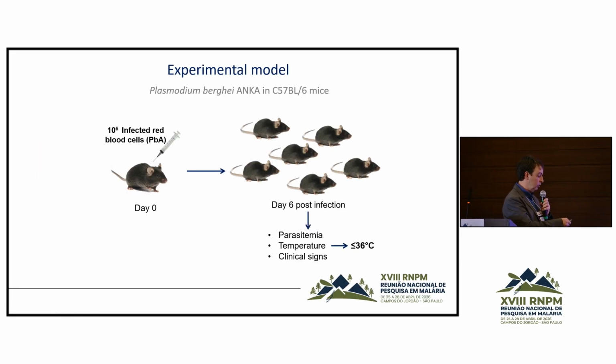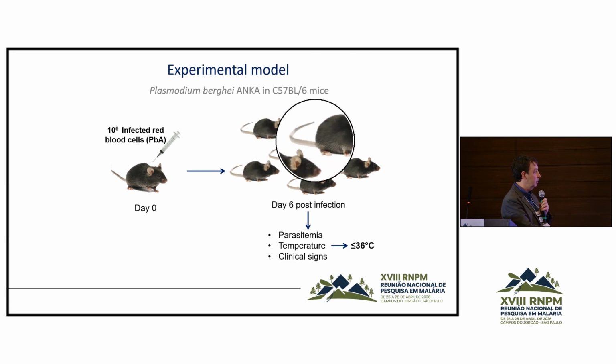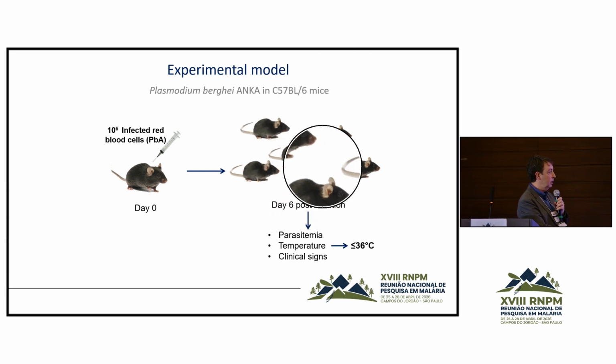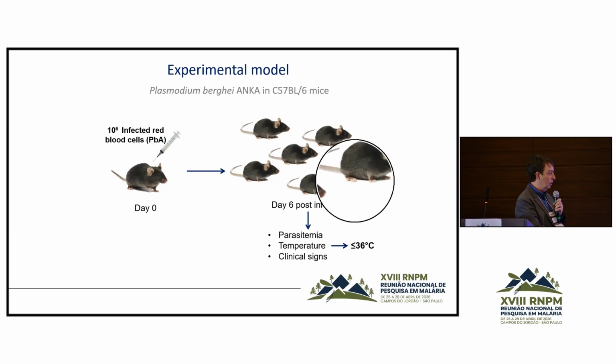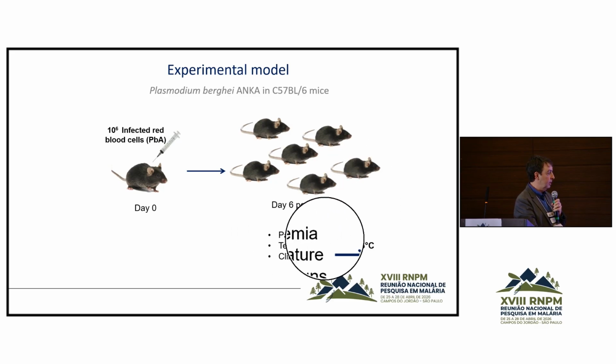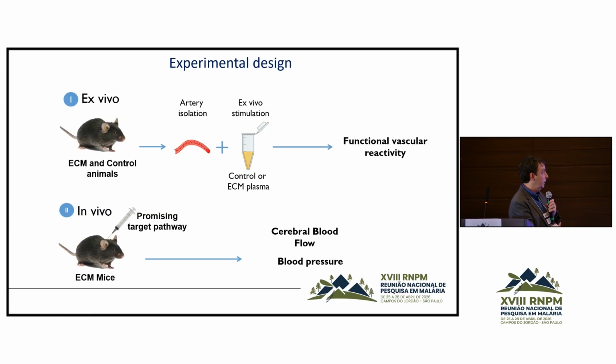This is to show you how the experiment is carried out. We infect the animals. We wait until day 6 because they develop a neurological syndrome. They develop seizures, ataxia. They are comatose or have other characteristics. So we evaluate parasitemia, temperature, clinical signs to assess the stage of evolution of the disease in animals.